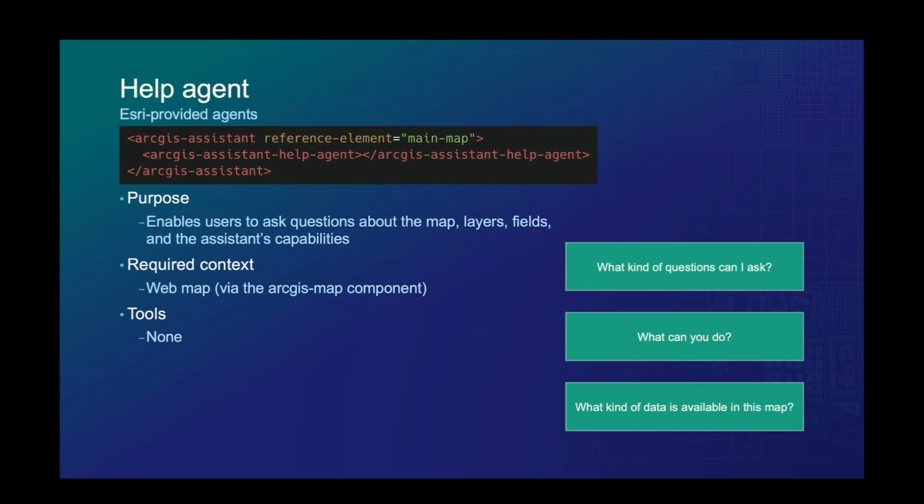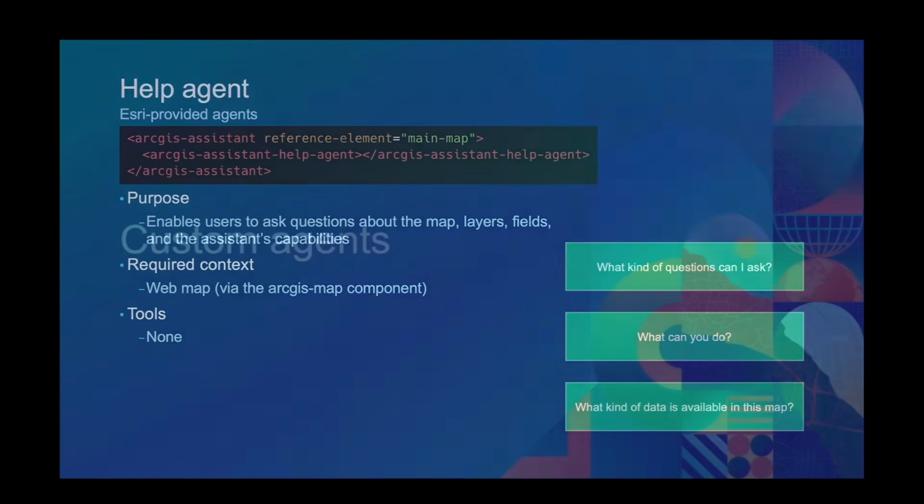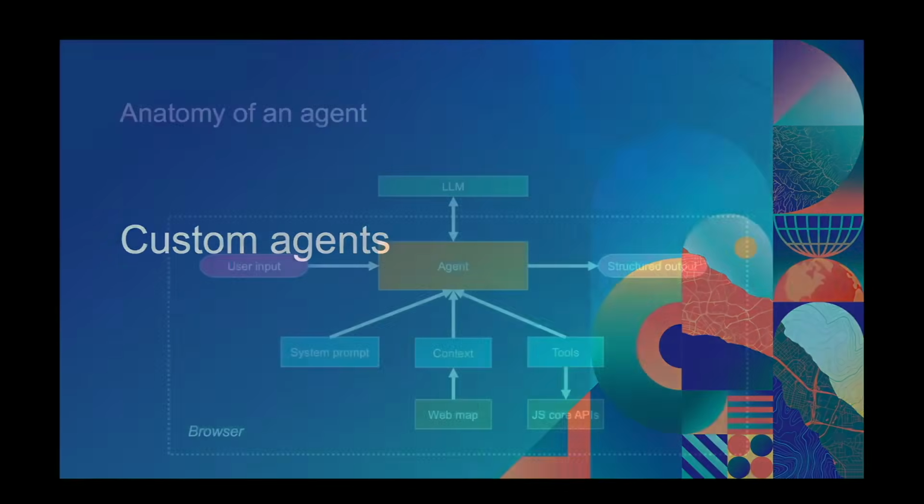And it also does a feature filter, so you can visually see in the map an answer to a query. Help agent, I'm not going to focus on this. That's just asking about the web map. All right, let's get into custom agents.